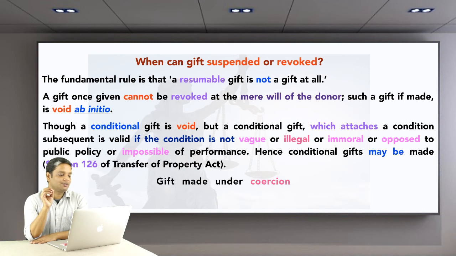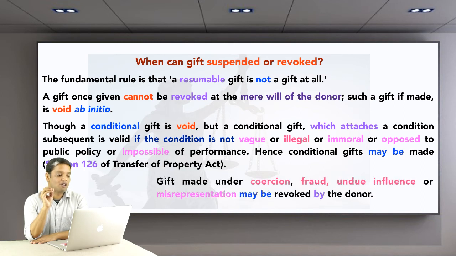The next point is, a gift made under coercion, fraud, undue influence or misrepresentation may be revoked by the donor. What does it mean? That if someone is forced to gift some property or cheated by some other means, by telling lies, in such a condition the donor can revoke the gift. As we have discussed above, a gift has to be with free will. So in such a condition, it is not with free will, so it can be revoked.